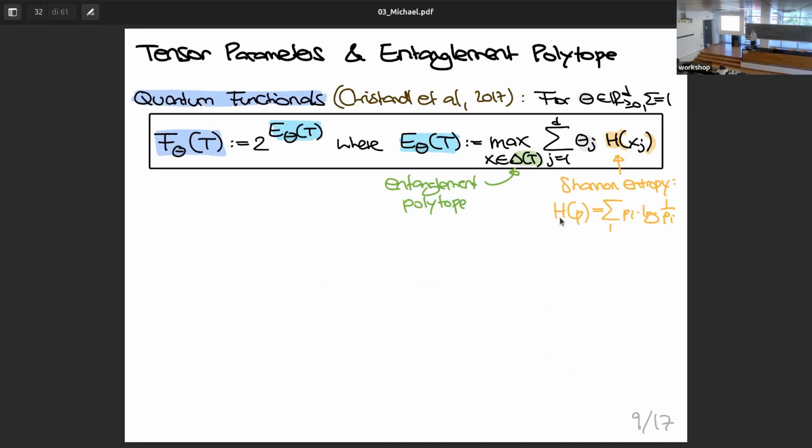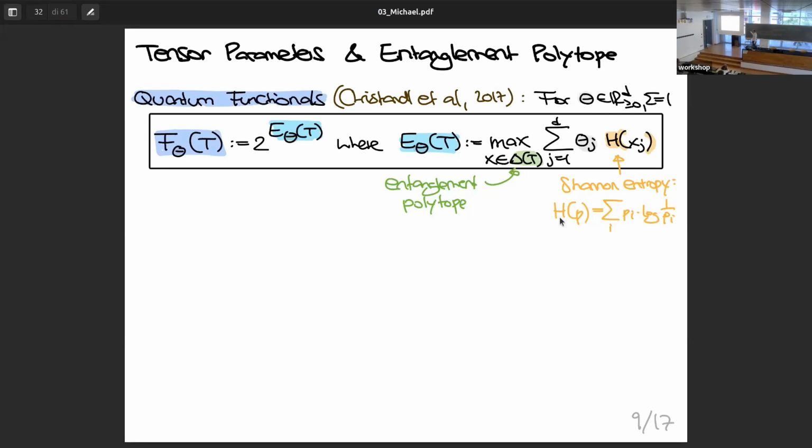It's called the quantum functions because it's defined using this quantum mindset. Theta is just a probability vector that weighs things. Think of theta as being 1 over d. It's not important, I just have to write it down. So what is this doing? You're taking an arbitrary point in the entanglement polytope. It's a tuple containing the eigenvalues of the j-th marginal in its j-th entry. I call it xj. Xj, I told you, is a probability distribution, so you can compute its entropy.